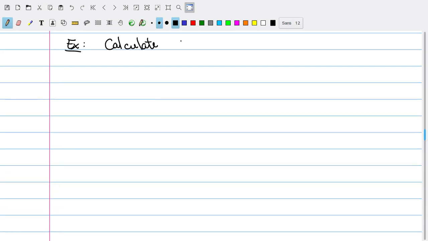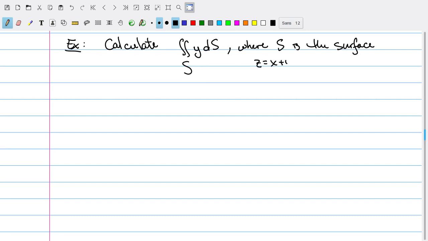In this example, what I want to do is calculate the double integral over S of y dS, where here S is the surface given by z equals x plus y squared, for x going between 0 and 1, and y going between 0 and 2.